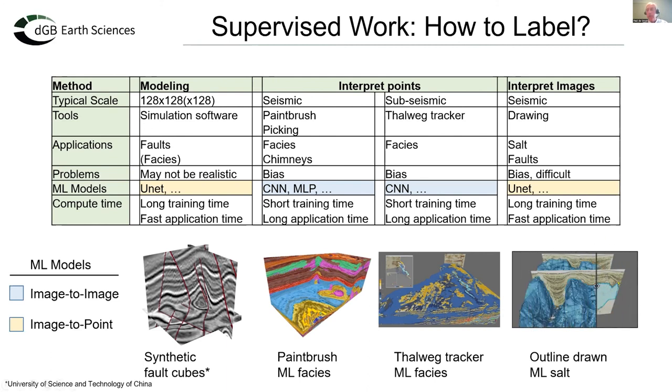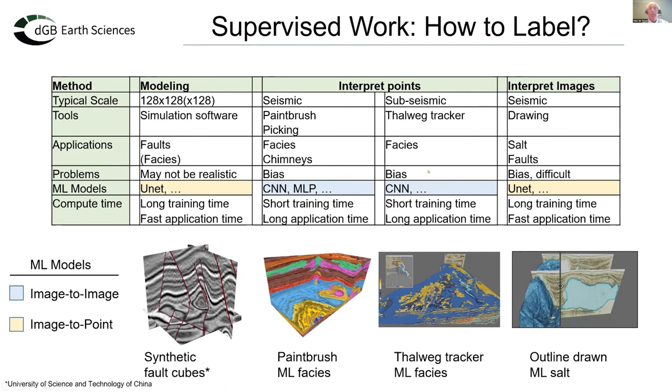In the slide that we see here, the interpreter interpreted one line. He drew this polygon of the salt outline. Then he created a mask from this interpretation. The mask is a seismic section with ones and zeros, one where it is salt, zero where it is not salt. And then a 2D UNet was trained on the seismic input to this mask. And when you apply this 2D UNet, you get a 3D interpretation of the salt body. Now, that is fantastic if you can do it, but the problem is that you cannot interpret everything. It's much easier to interpret points, and then you have to rely on these image-to-point type of models.